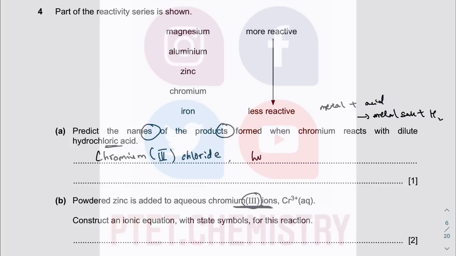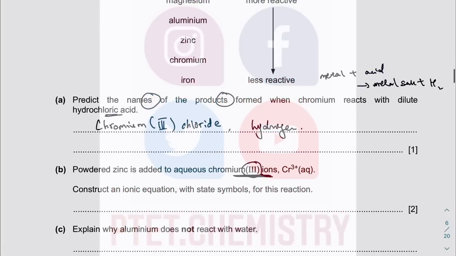And the other product will be hydrogen, because they actually want you to list more than one product, and the other product is just hydrogen when you react metal with acid. Next bit, ionic equation with state symbols.